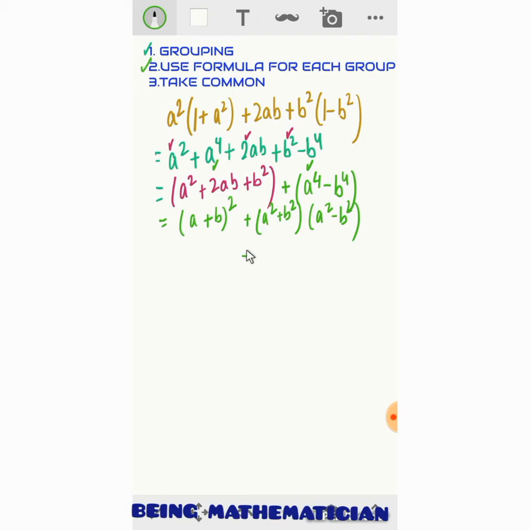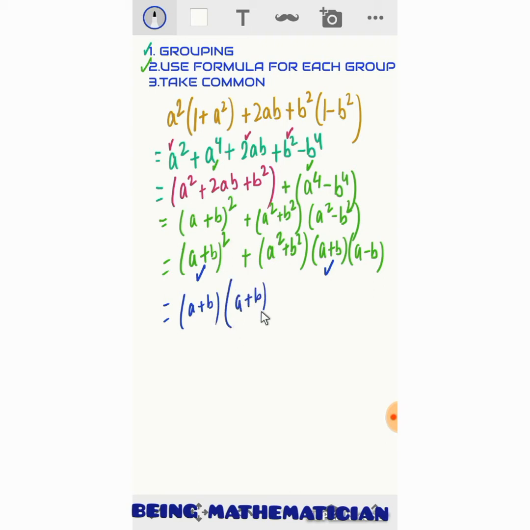And then it can be factorized into two terms, that is a plus b and a minus b, and this is a plus b whole square. So here we can clearly observe this term and this term are common, so we can write a plus b into a plus b plus a square plus b square into a minus b. Now we move to the fourth trick. The third trick is completed, that is take common.